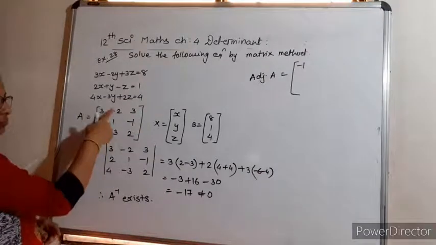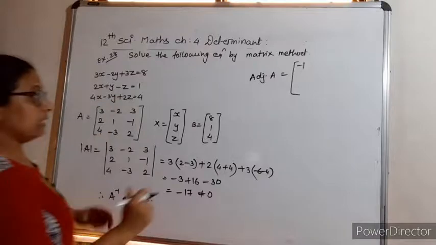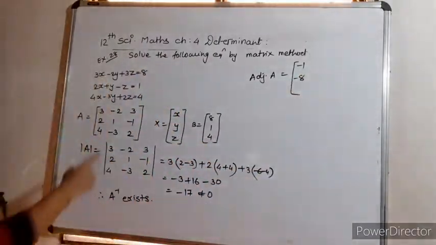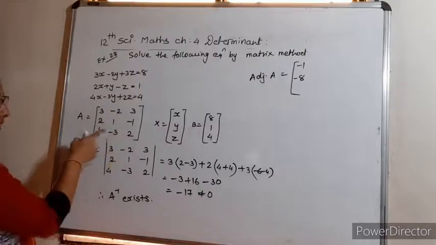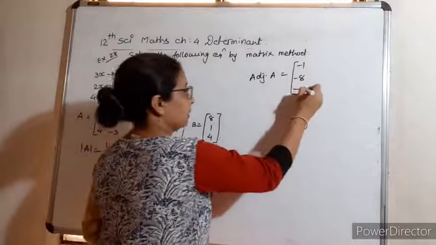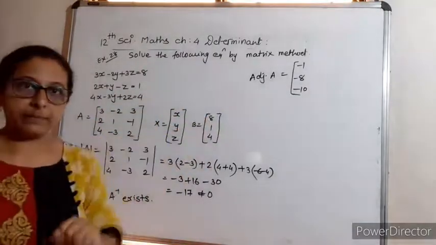Here minus 2, 4 plus 4, 8. But we will write column-wise and change the sign. Then minus 6, minus 4, minus 10. The first row is over, that first column is over.